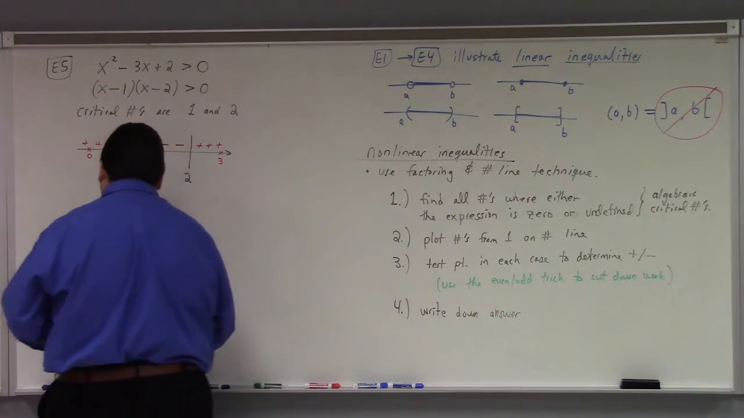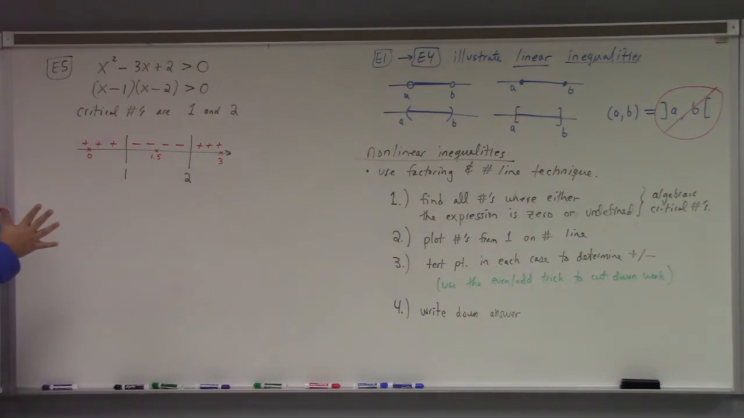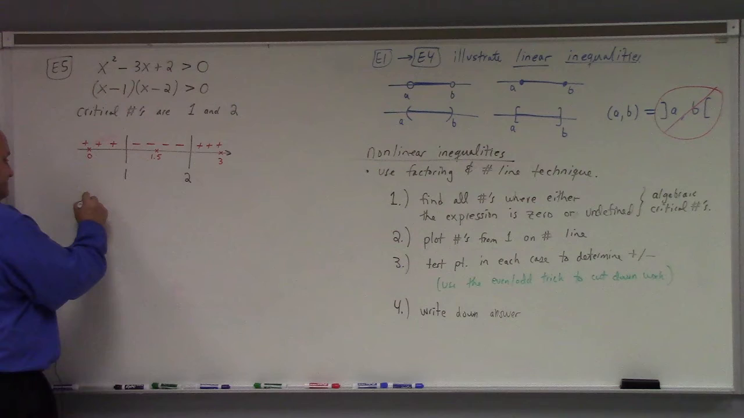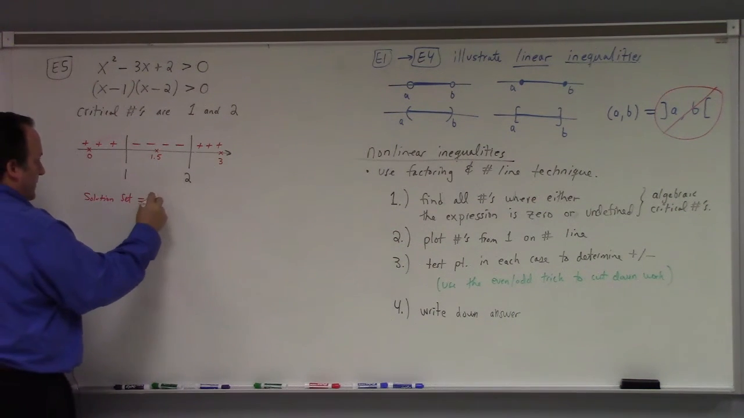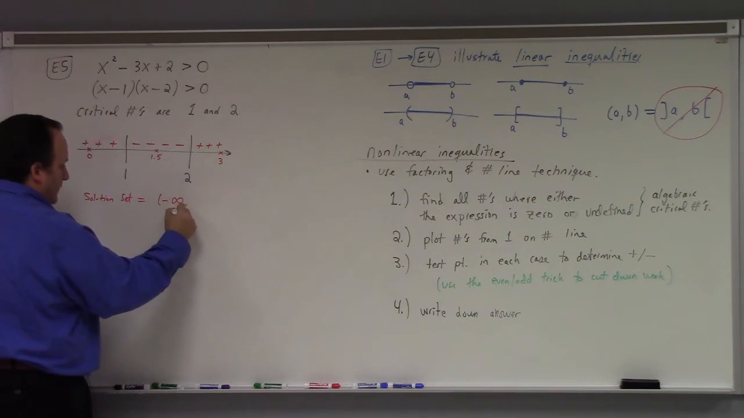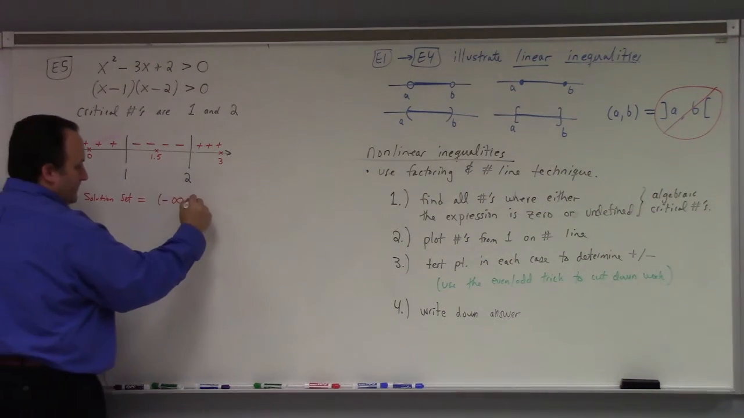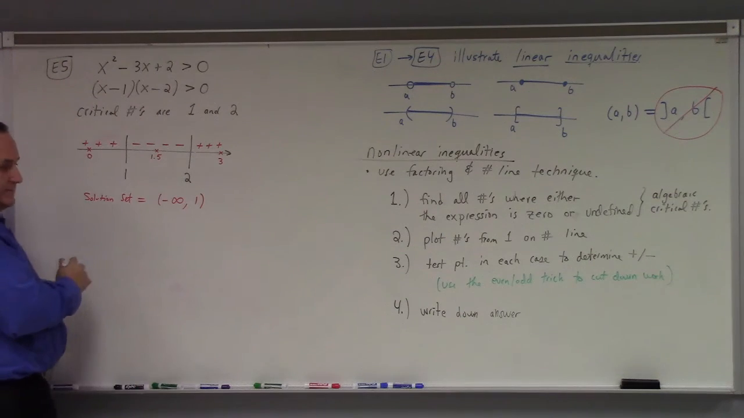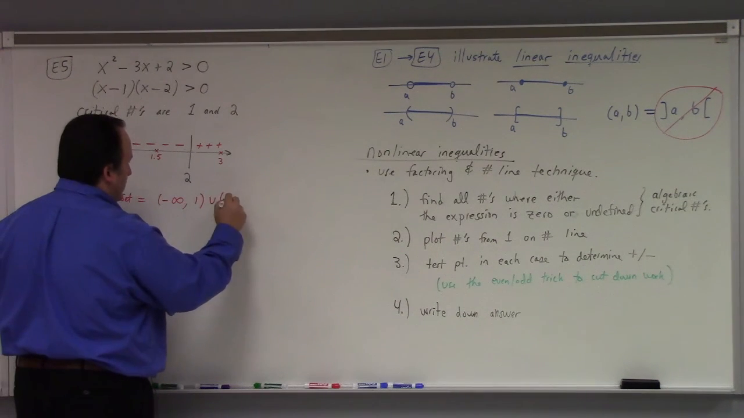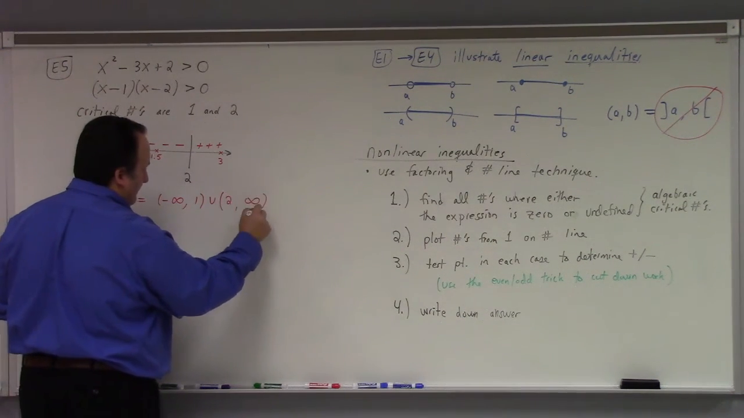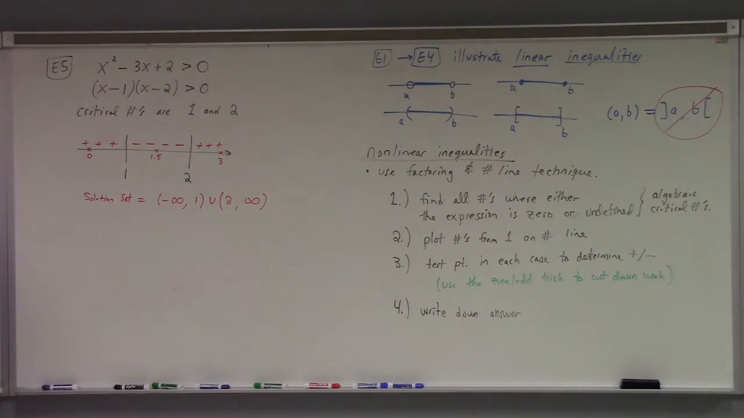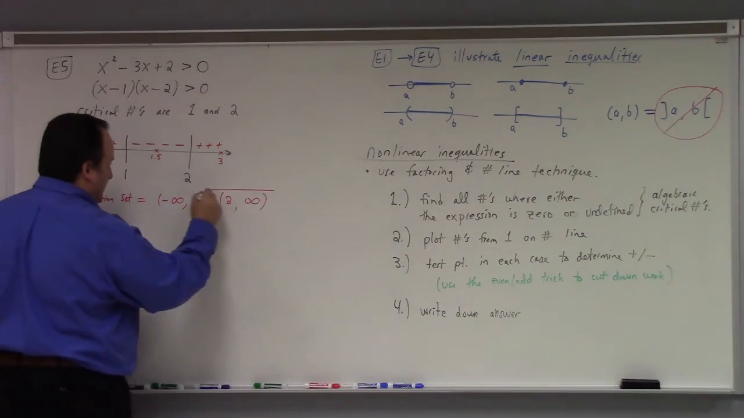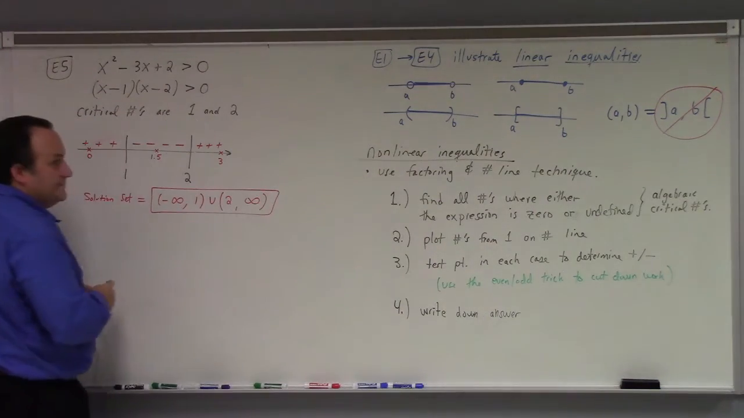Because once you've done this much, you can literally read the answer off the number line. I'm trying to solve that's greater than 0, right? So the solution set is minus infinity to 1, not included, union 2 to infinity. There it is. This thing in the middle is union. You guys remember union? Maybe, maybe not.